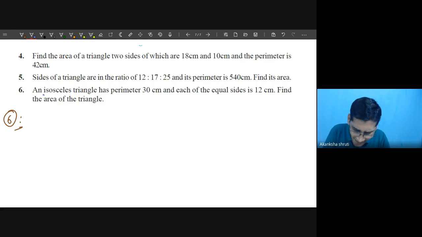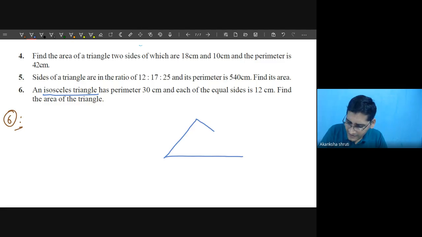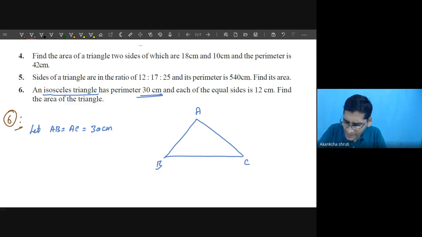Here it is given that it is an isosceles triangle. What does it mean? Wherever the term isosceles is given, you take the two side lengths as equal. Consider this as A, B and C, of perimeter 30 centimeter. Wherever isosceles, so let AB equal, you may take this as BC also, or AC is equal to 30 centimeter. So you may place the 30 centimeter here and 30 centimeter here.